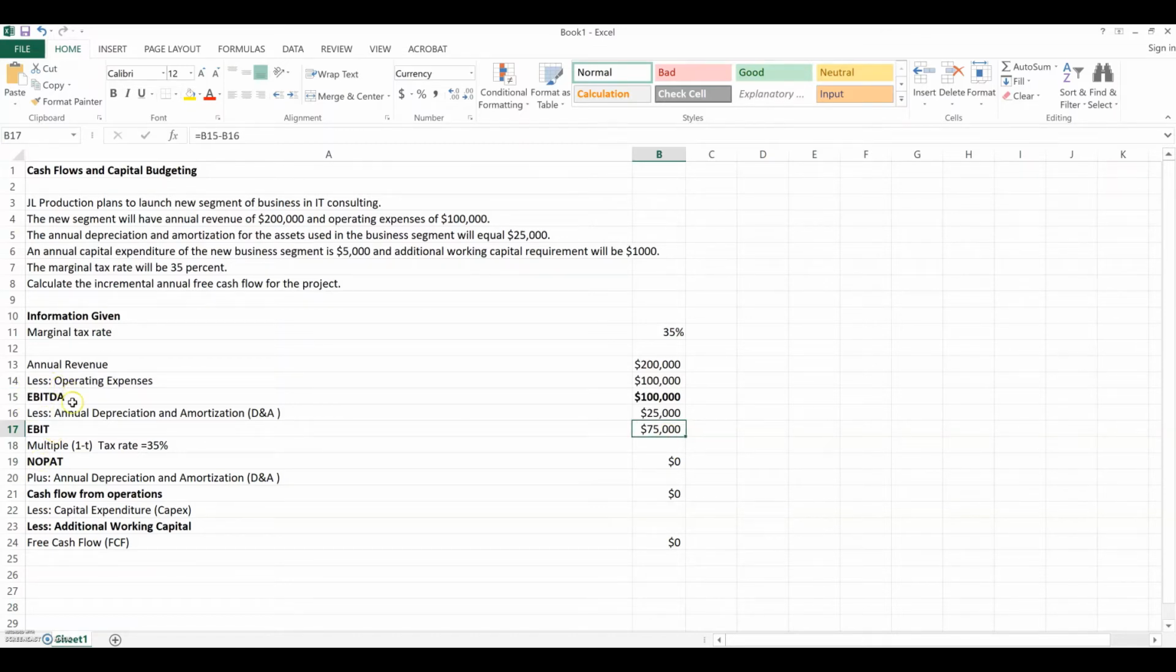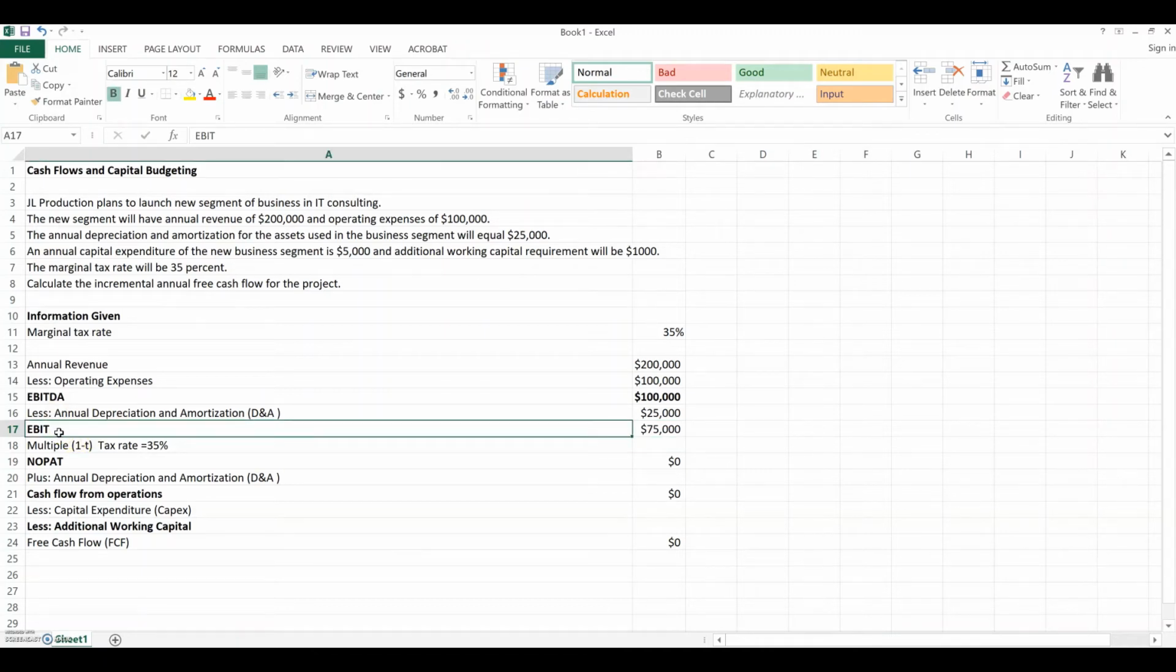As you can see in the EBITDA, the depreciation and amortization was there. We have actually deducted the depreciation and amortization, and that gives you earnings before interest and taxes of $75,000. We have to multiply the tax in case of this EBITDA. So for that, we have to multiply by 1 minus T, or 1 minus the tax rate. The tax rate is 35%.